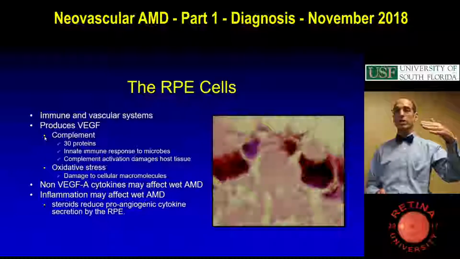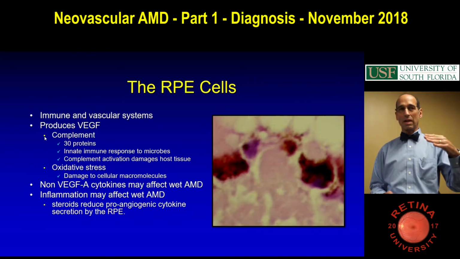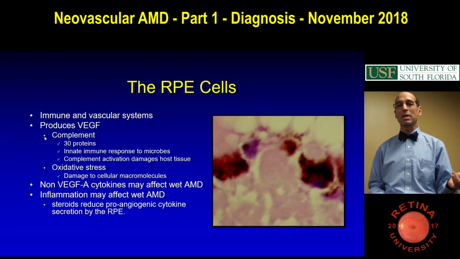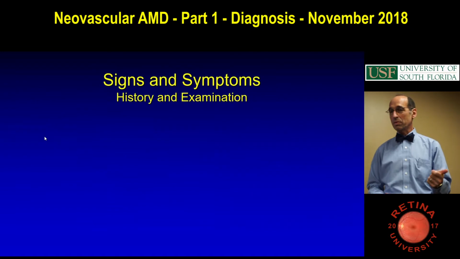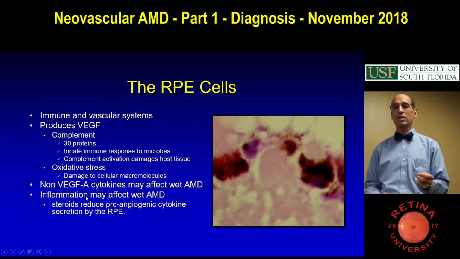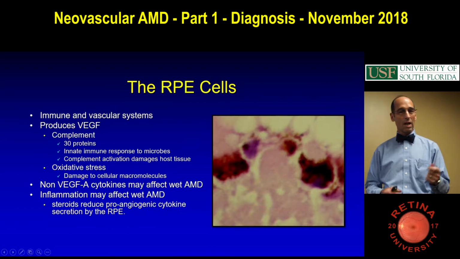Complement has about 30 proteins, and it's your innate immune system, and there's some that predisposes people to AMD, wet AMD, and then also oxidative stress, which we know because the antioxidant vitamins help with AMD. And there's something with aging. There's other cytokines that might be important.